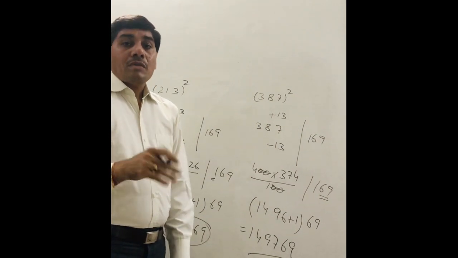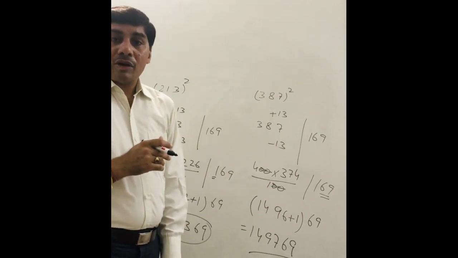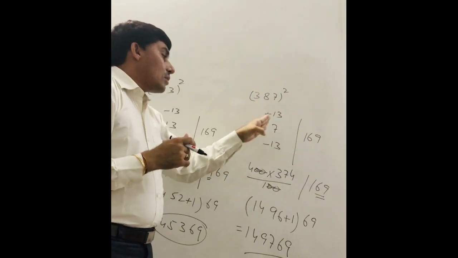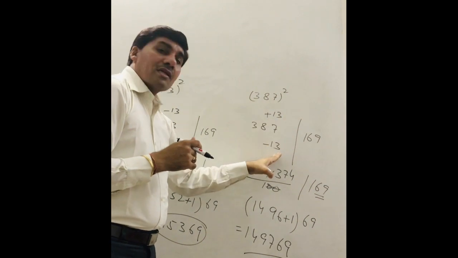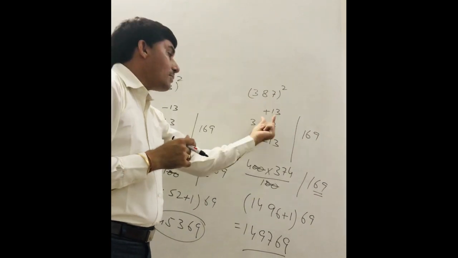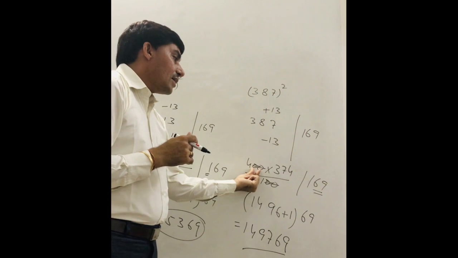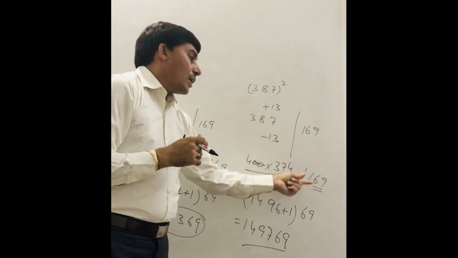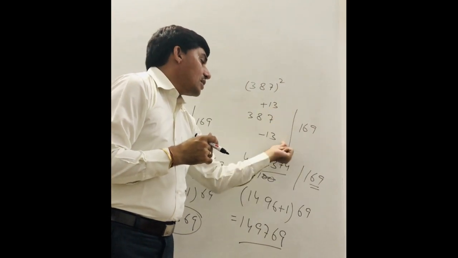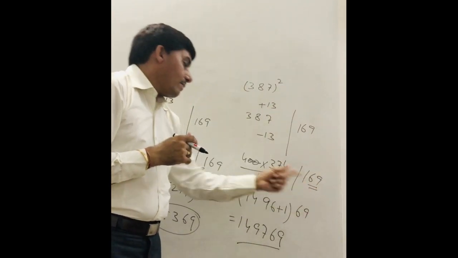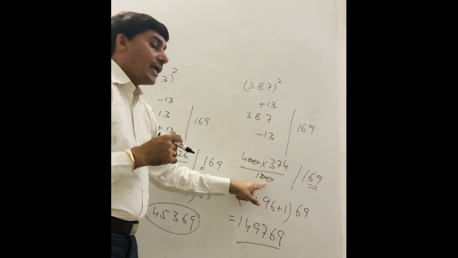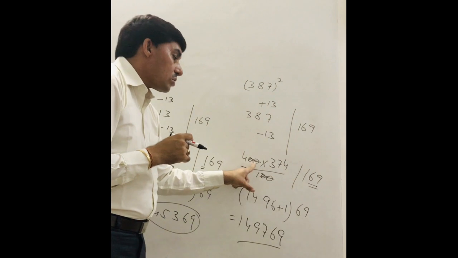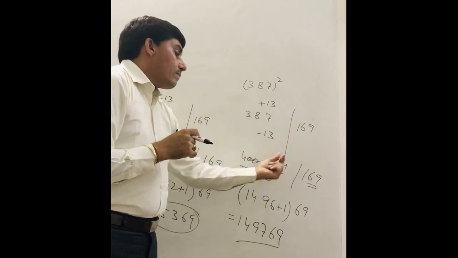So understand? I think you all must have understood. It's very simple. We have to add 13 and subtract 13. After adding 13, we get 400. And after subtracting 13, we get 374. And write the product of 13 and 13 is 169. Divide this product by 100. Two zeros with 400, two zeros, and multiply 4 into 374.